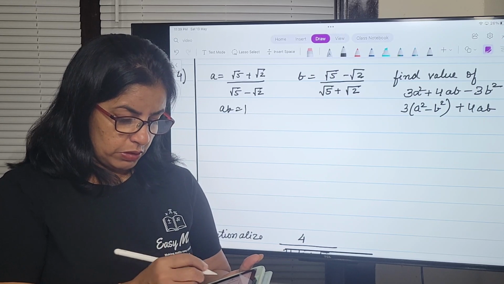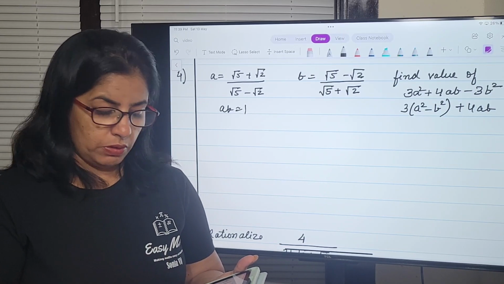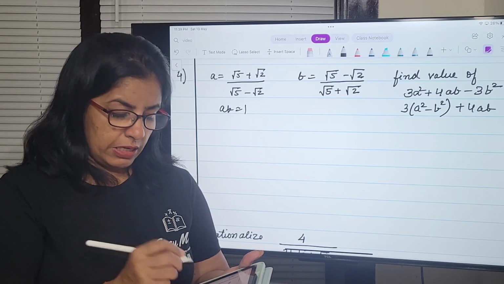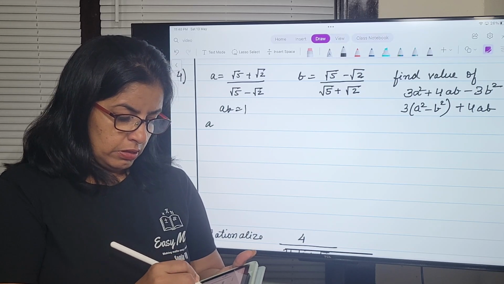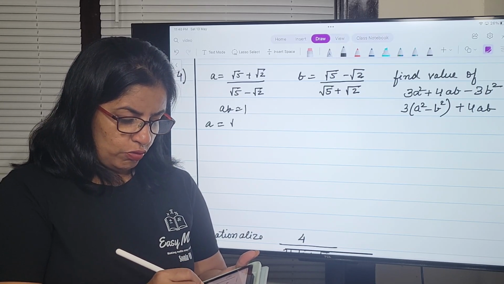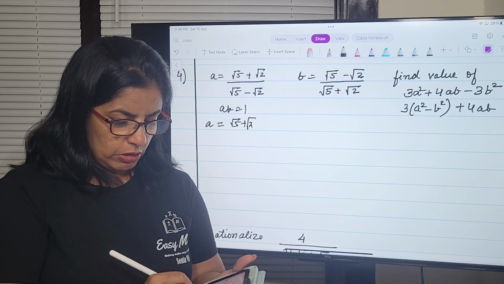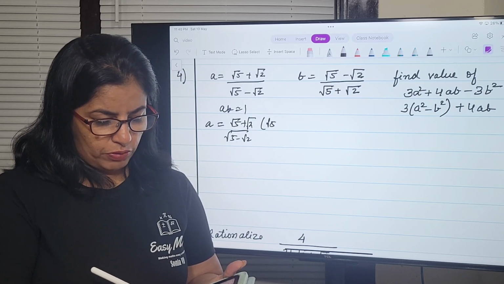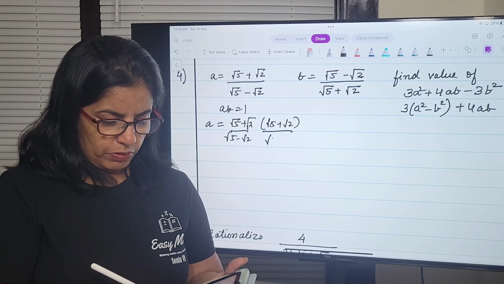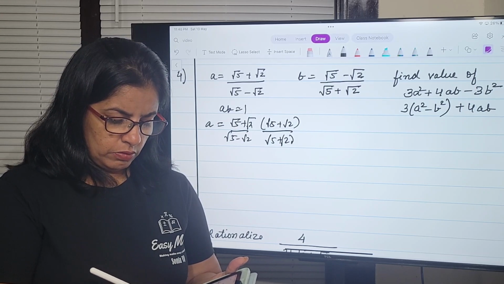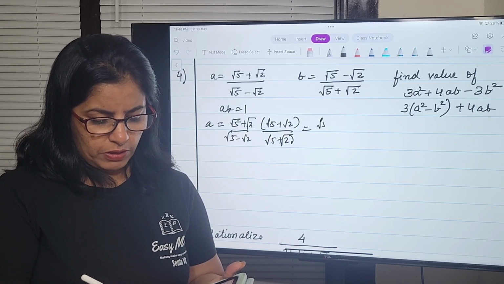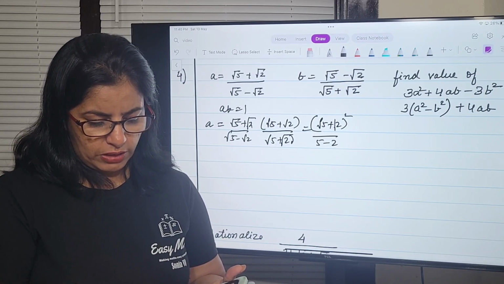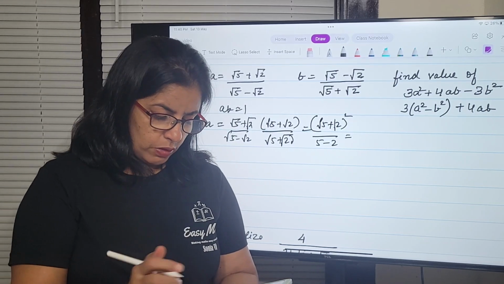a square minus b square. So I have to find out a square minus b square. First let me rationalize a. A is given as root 5 plus 2 upon root 5 minus 2. If I have to rationalize this, I have to multiply by root 5 plus 2. So I get root 5 plus 2 whole square in the top, and down I am getting 5 minus 2, that is 3. Let's solve it out.